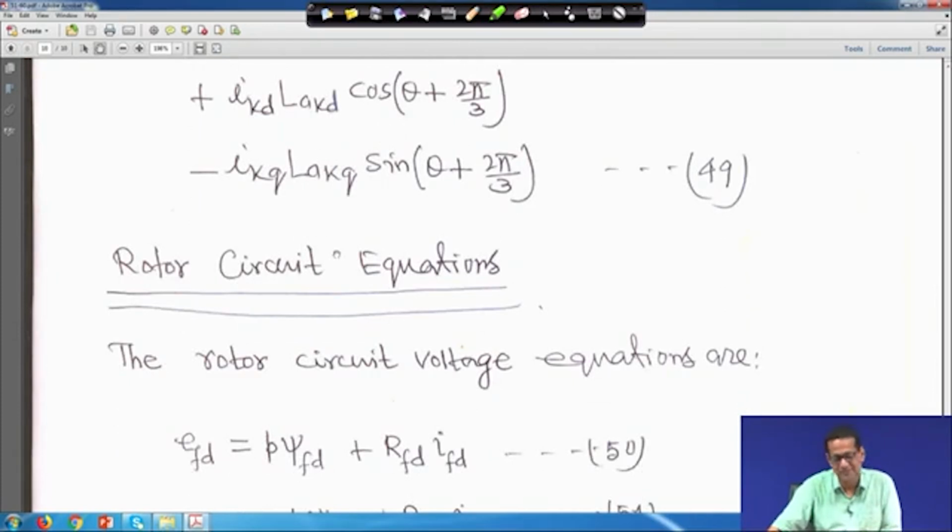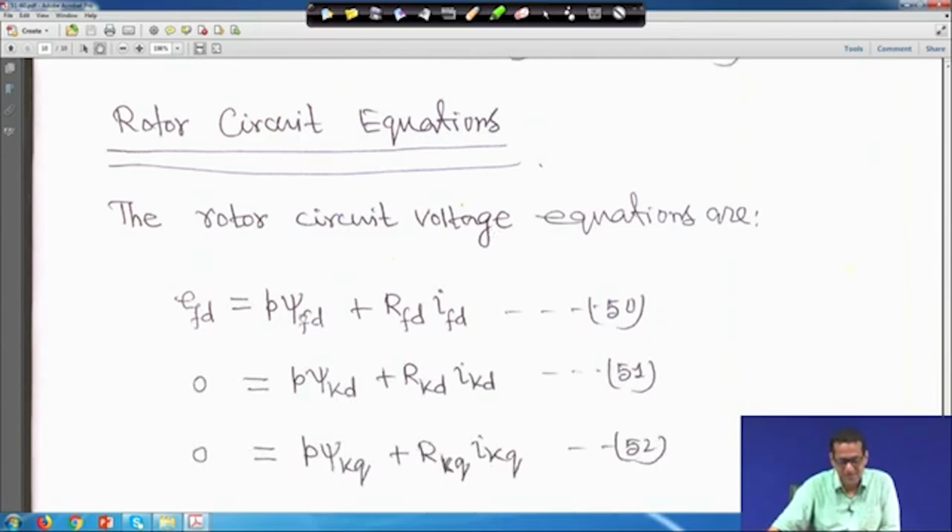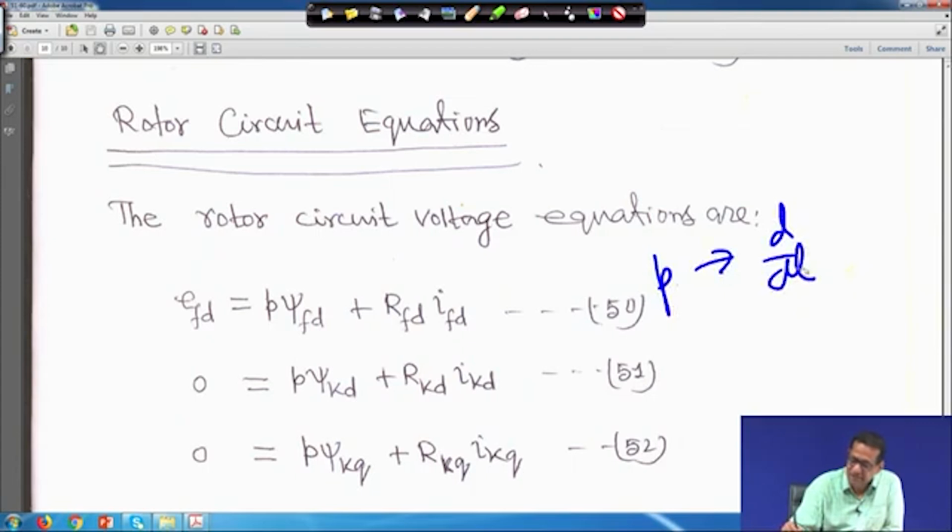Now the rotor circuit equation will come, because we have to see the rotor circuits: on the D axis you have the field winding as well as the armature winding, and similarly on the Q axis you have only an armature winding. So the rotor circuit voltage equation, where P is d by dt, right. The field equation is EFD is equal to P psi FD plus RFD IFD.